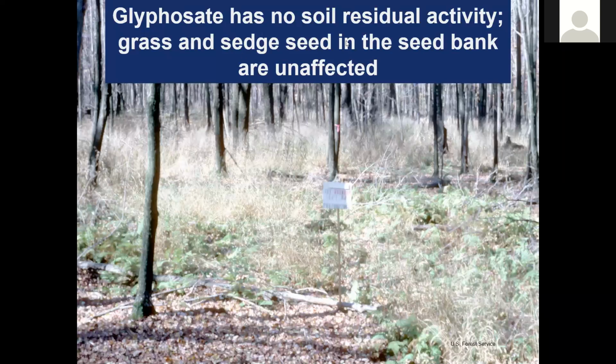Oh, and here's another one actually showing the residual seed bank that's completely ineffective. So if you have grass and sedge seeds in the soil, those seeds are not controlled by glyphosate herbicides. They have to be germinated. There has to be foliage there for the herbicide to move through that foliage to control the roots. But if it's just seed that germinates after the treatment, there's no effect on that from glyphosate herbicides because it has no soil residual activity. It can't be taken up by roots.